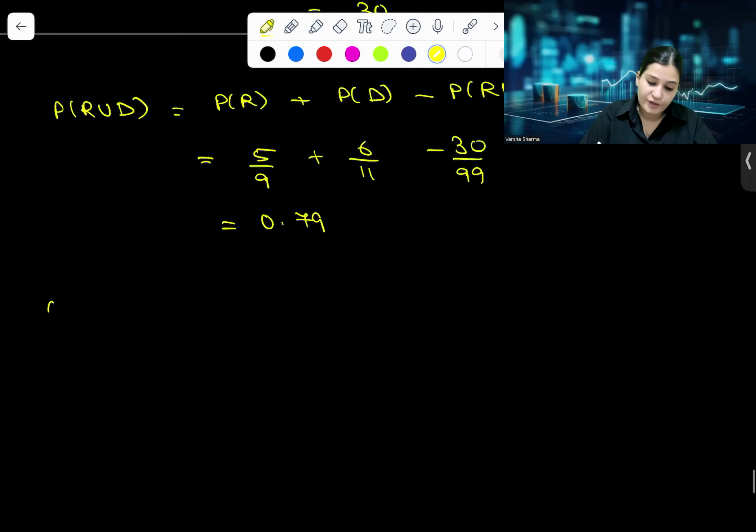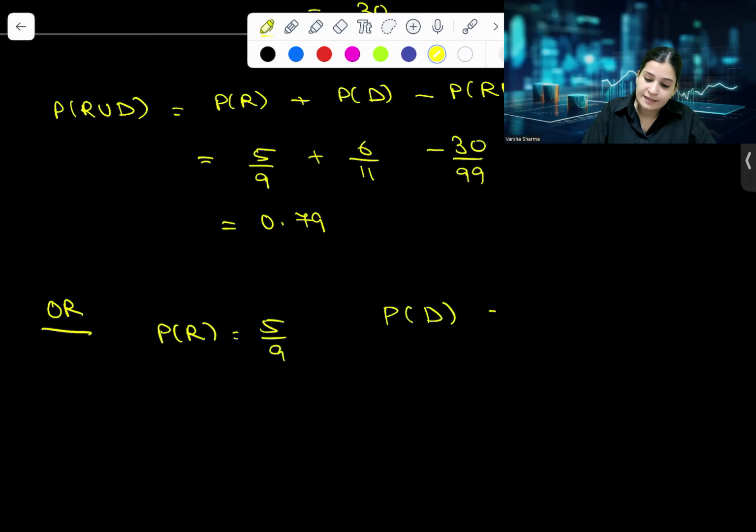Now, the same sum could have been done in a much smaller way. What was the question? Rupesh hits the target 5 by 9 times, David hits the target 6 by 11. It says the probability that the target would be hit. So, what is it that I don't want? I don't want the target to be hit. What I don't want is the target should not be hit, right? Should not be hit by whom? None.